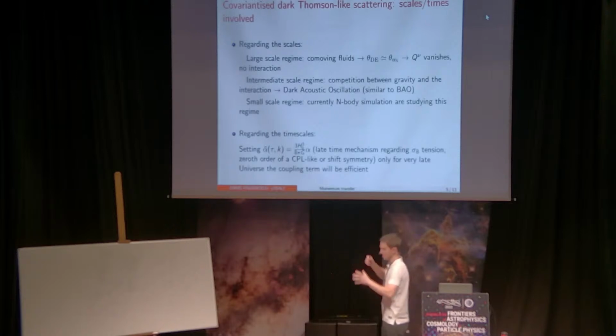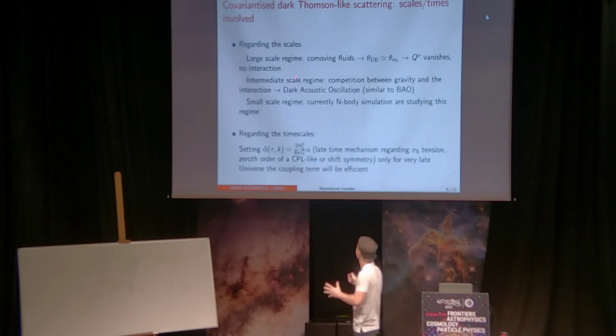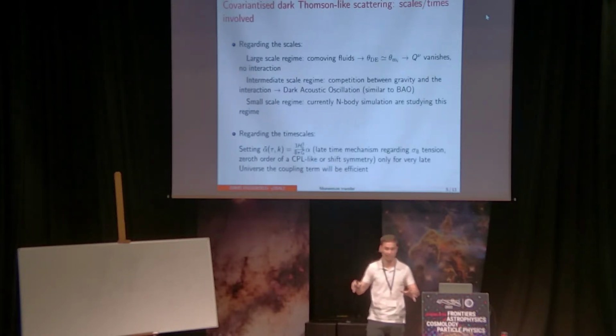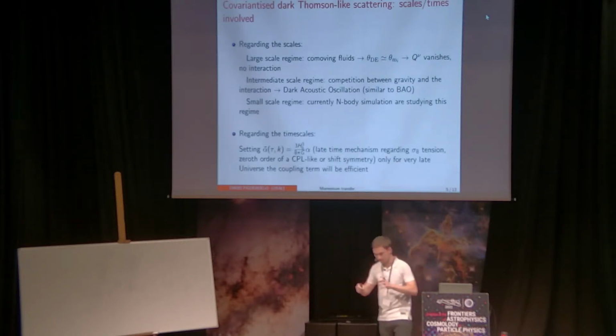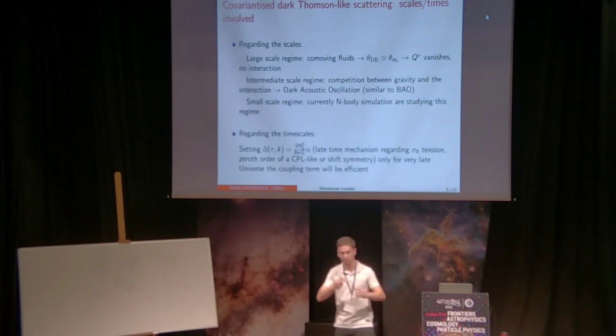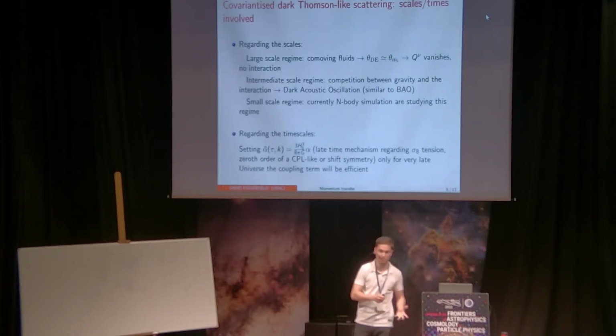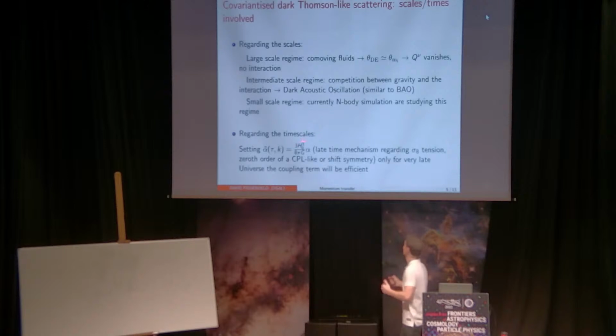So just to say a bit about the scales of this kind of model: for very large scales there is no modification. Both fluids have the same velocity, so the interaction just vanishes. At intermediate scales, you have a very similar process, a competition between the pressure of dark energy and the gravity trying to cluster because of dark matter or baryons. And for the small-scale regime, we don't know, and N-body simulations are now ongoing.